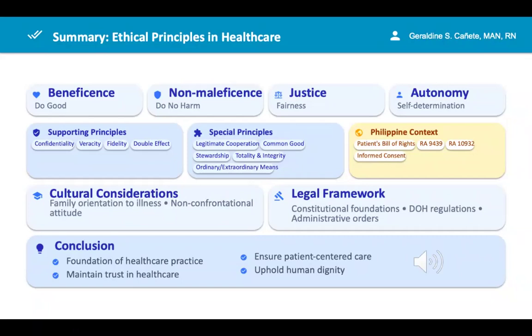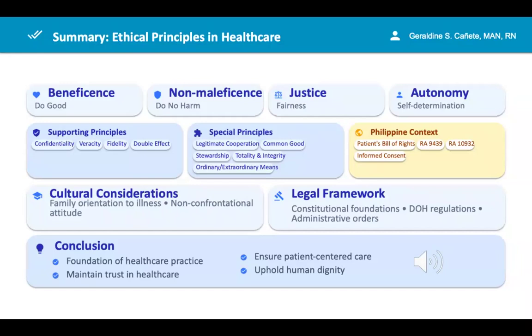Okay? On autonomy or self determination, autonomy reminds us that patients are not passive recipients of care, they are decision makers. Respecting the autonomy means respecting informed choices, even when those choices differ from our preferences. Now, these four principles guide us, but ethical practice does not stop there.